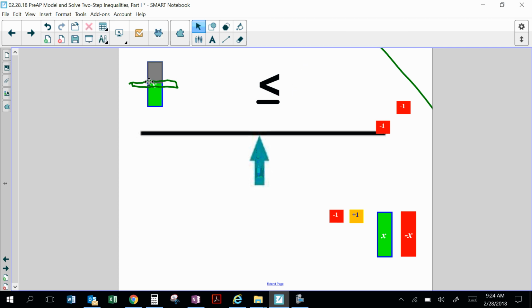So half of an x is less than or equal to negative 2. But if I want a full x, I need 2 more negatives. So x is less than or equal to negative 4.